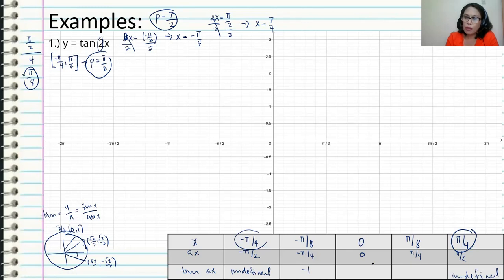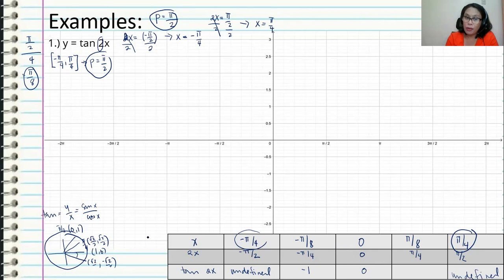Now, for tangent of 0, this can be associated with 0 here, and this is composed of 1, 0. And tangent is y over x, so this is 0 over 1. So tangent 0, also using your calculator in radian mode, will give you a value equal to 0.